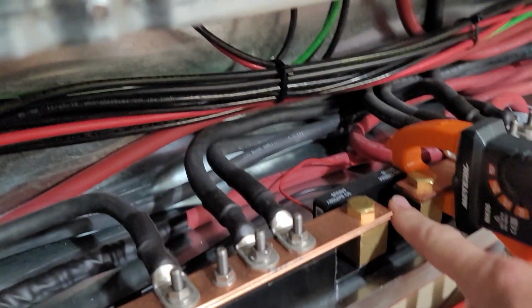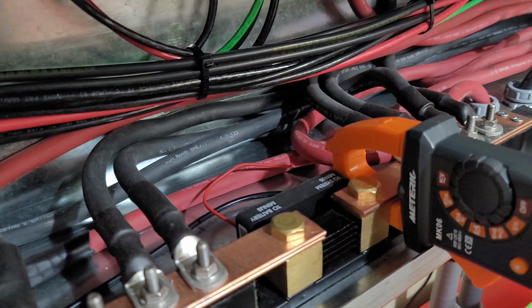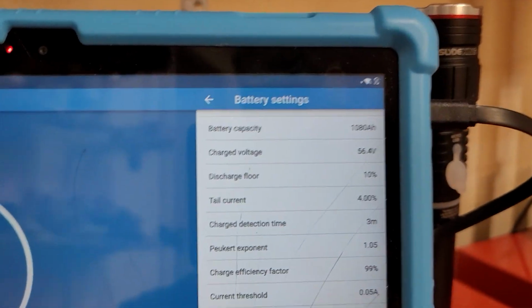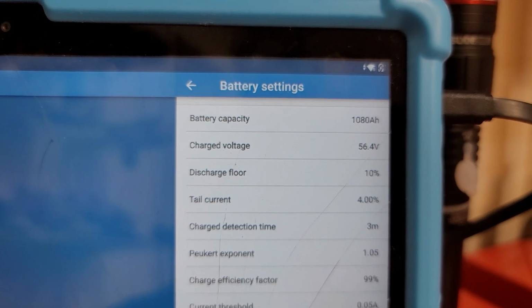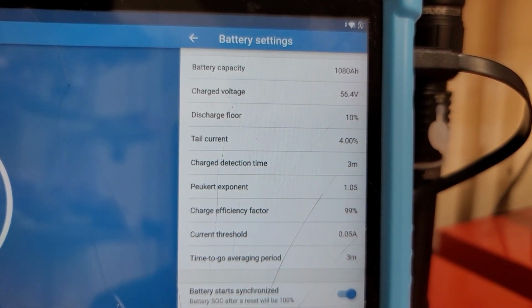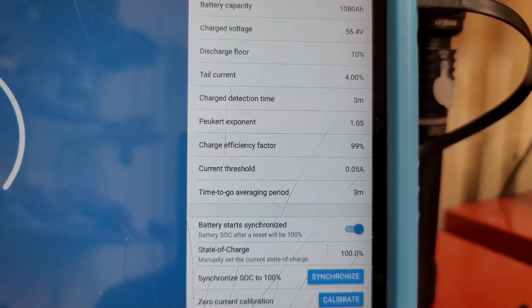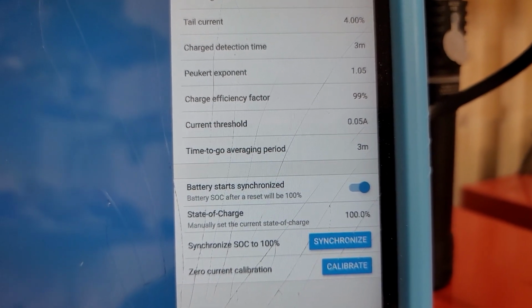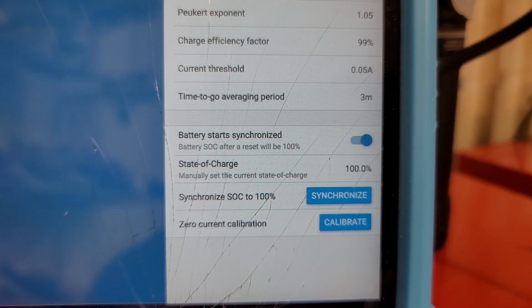Now comparing the Renogy to the Victron Smart Shunt, both of these devices are programmable. However, the Victron Smart Shunt has more programmable functions than the Renogy Smart Meter, and those differences show in the setup of the device. If we go here, we can go to battery, and we can set up all of these parameters for the battery, anything from battery capacity to fully charged voltage to what your discharge floor is, tail current, charged detection time, and so on and so forth. Plus you can synchronize when your battery is full, and you can do a zero current calibration. None of those things are present here.